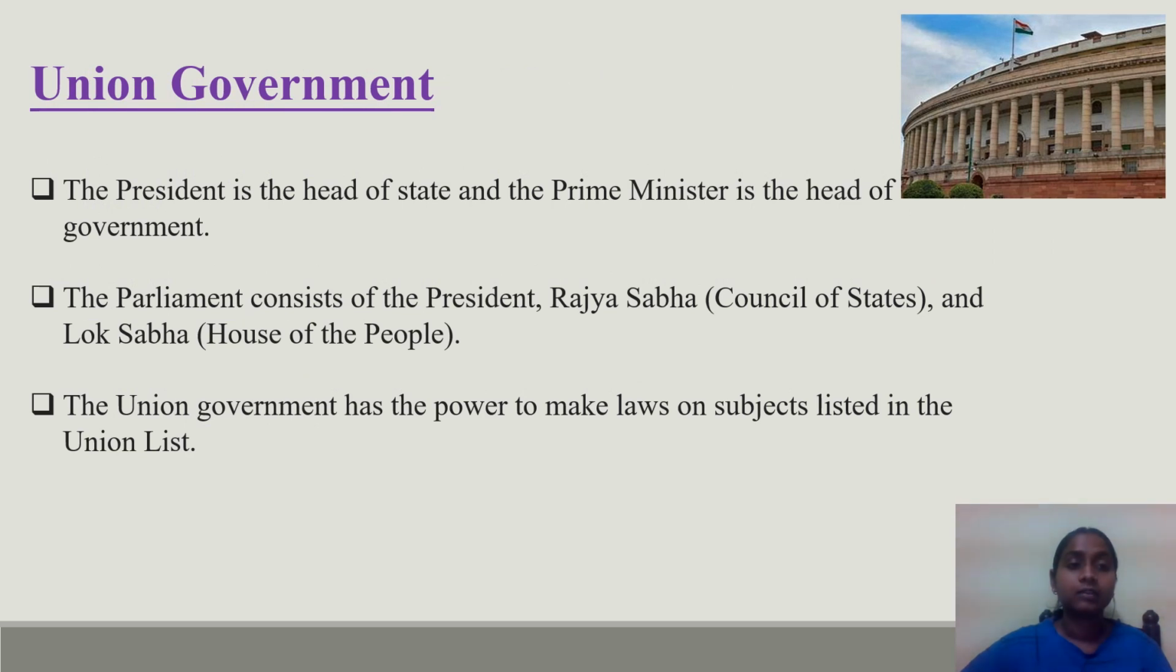Union government. The President is the head of the state, whereas the Prime Minister is the head of the government. The Parliament consists of the President, Rajya Sabha, which is the Council of States, and Lok Sabha, which is the House of the People. The Union government has the power to make laws on subjects listed in the Union list.